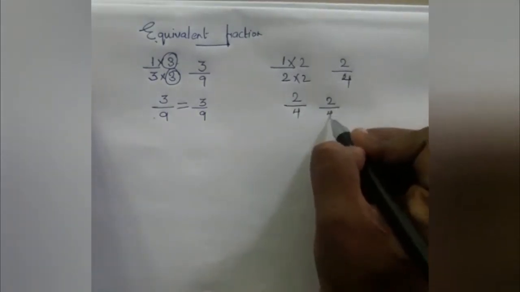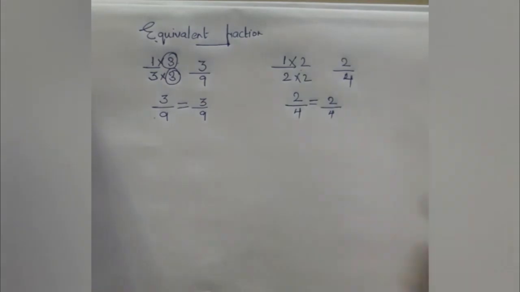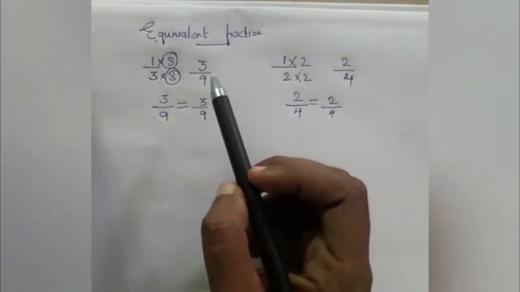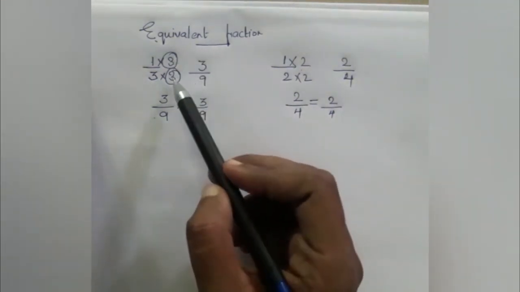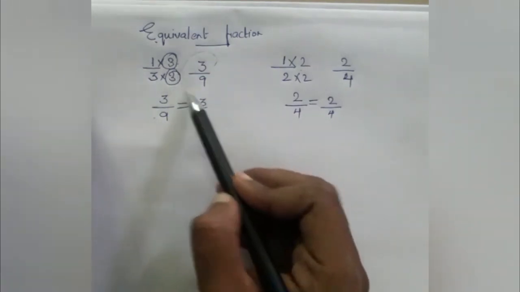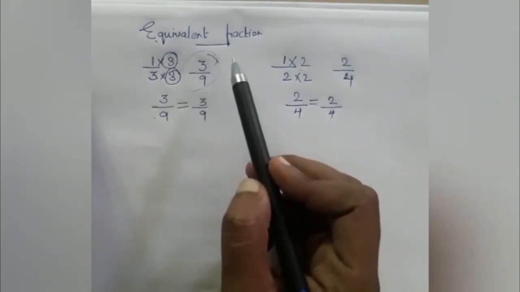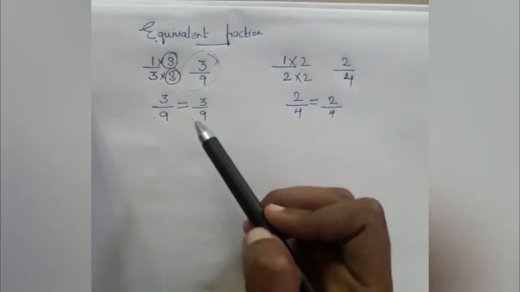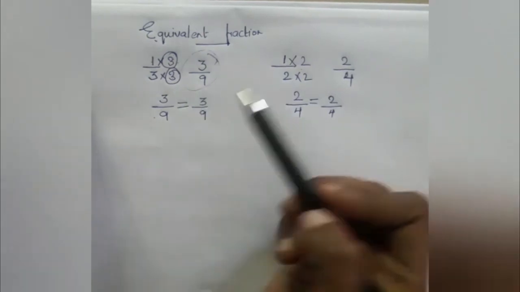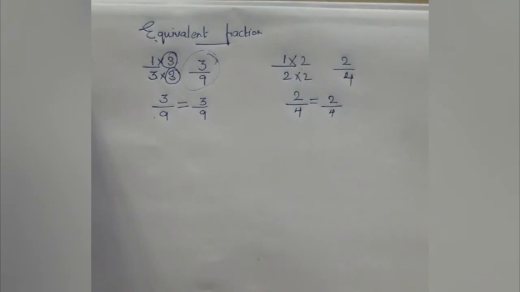2 by 4. These both are equal. So equivalent fraction means equal fractions. When you divide the numerator and the denominator by the same number, you will get this number itself. That is called the equivalent fraction. So from this also some questions will be asked for you.